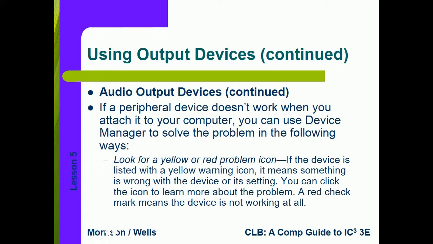Using output devices, continued. 49. Audio output devices, continued. If a peripheral device doesn't work when you attach it to your computer, you can use Device Manager to solve the problem in the following ways. Look for a yellow or red problem icon. If the device is listed with a yellow warning icon, it means something is wrong with the device or its setting. You can click the icon to learn more about the problem. A red check mark means the device is not working at all.